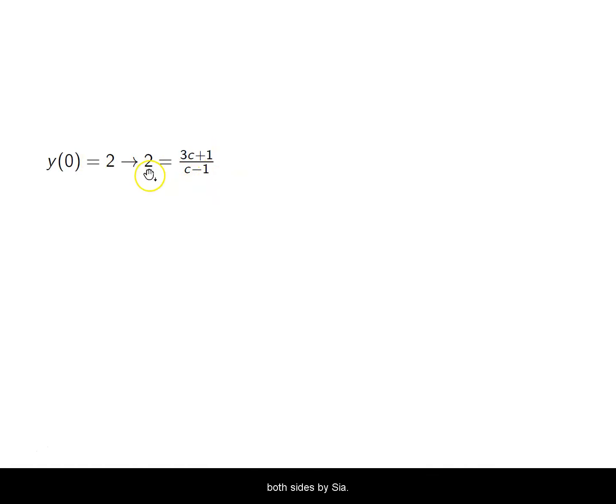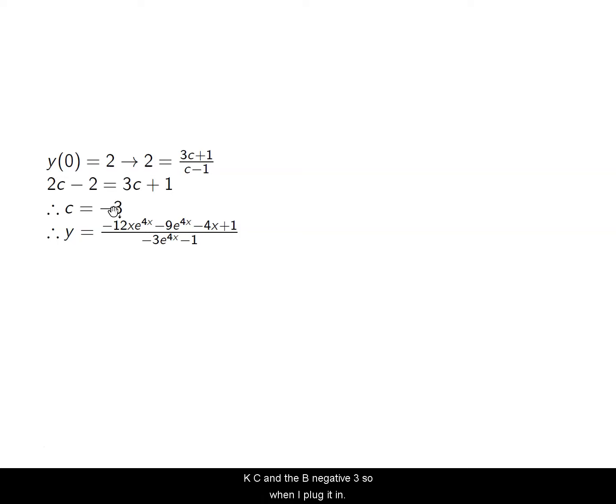So I multiply both sides by c, okay? Same thing I did before. I need to get all the c's on one side, so it would be easier to move this c over and move this 1 over. Okay, c ends up being negative 3. So when I plug it in, this will be my final answer.